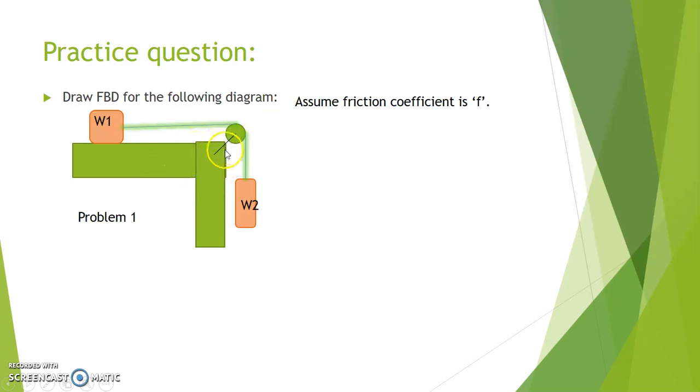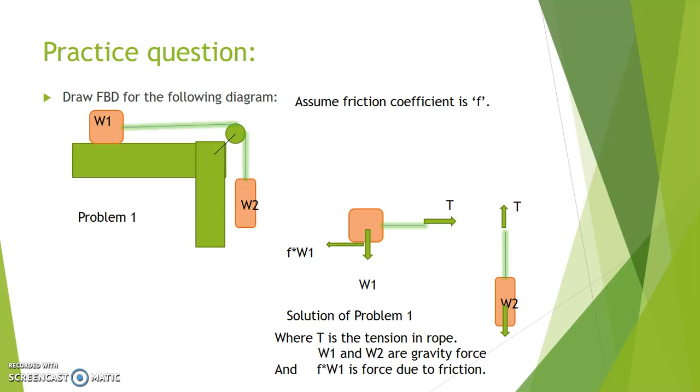Okay, so I am now revealing the answers. Get ready. 1, 2, 3. So here we go. See, as I already told you, it simply enlists all the forces acting on a body. So here on this body W1, gravitational force is working. At the back side there is one frictional force working, which has magnitude equal to F into W1.